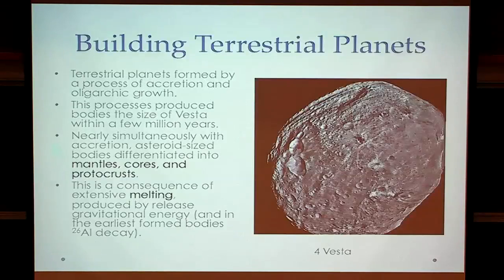Okay, so standard theory says terrestrial planets form by a process of accretion and oligarchic growth. I won't get into this in detail, but the idea is you build things by colliding little things and having them stick and get bigger and bigger until you get terrestrial planets. Just to say briefly that this starts off very fast.